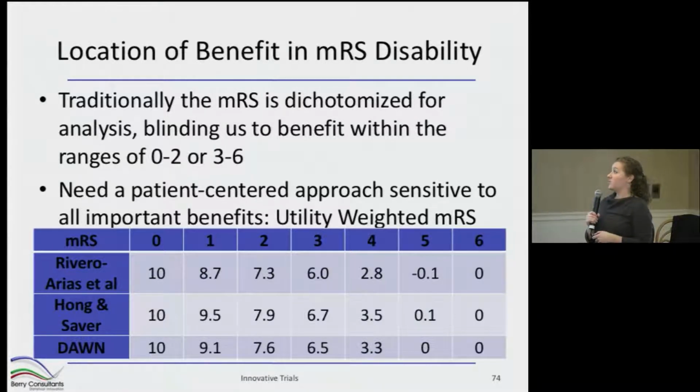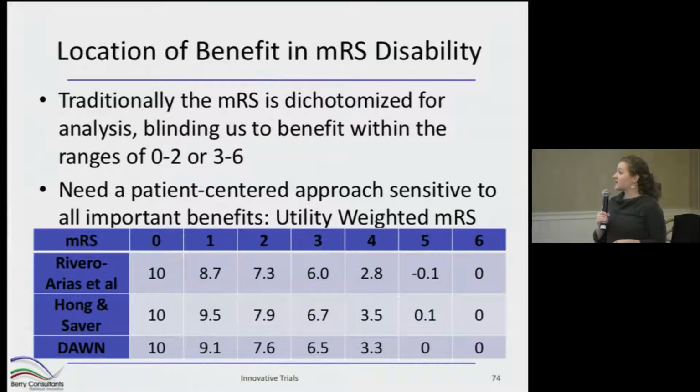So one way to handle that is to have an analysis method that looks at that scale. So it's not just looking at whether a patient goes from somewhere in 3 to 6 down to somewhere in 0 to 2, but looking at how they move and what degree of movement they have. So what we've done here is constructed what we call a utility-weighted MRS. So what this does is it takes each value of that MRS score, 0 through 6, and assigns it a utility. Here, a utility of 0 is essentially no benefit, and a larger utility score means that there's a bigger benefit.